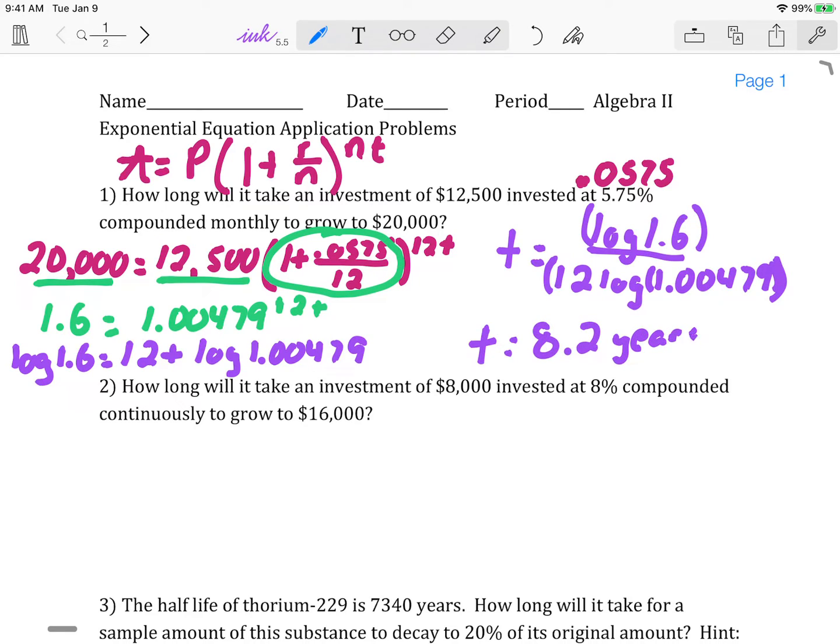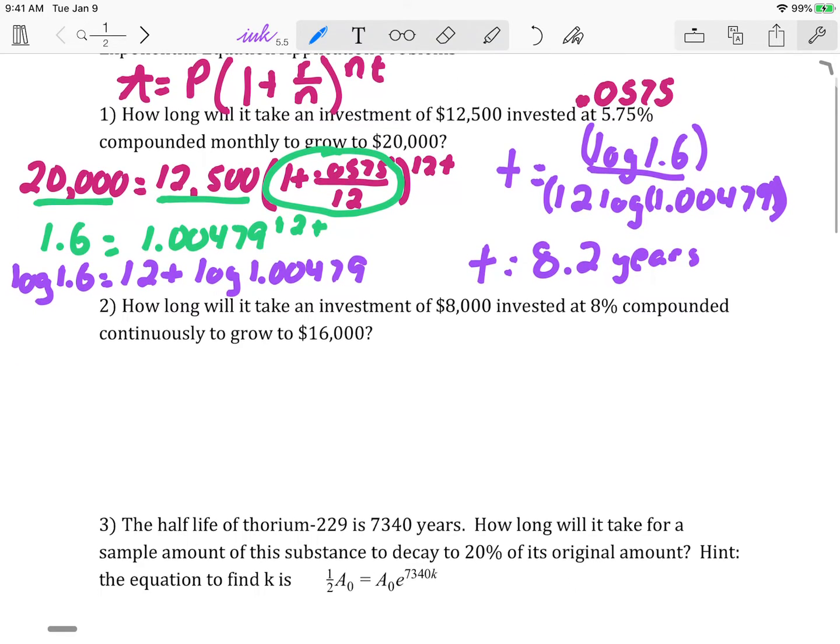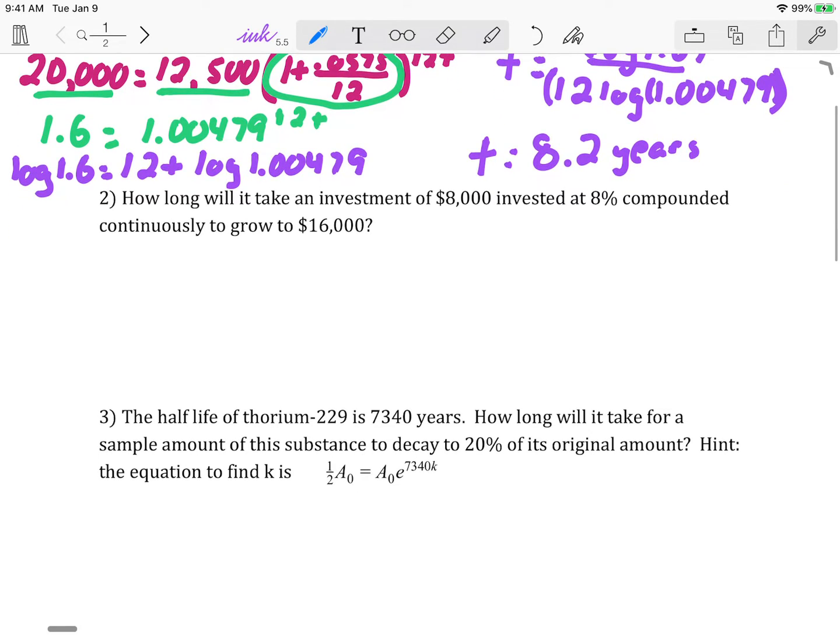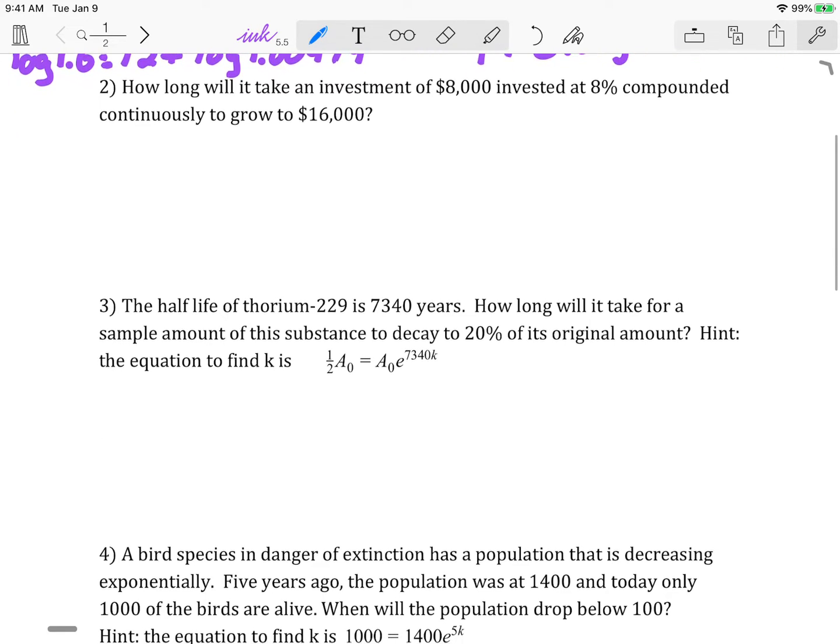Double check, put yours in, please. Don't just take my word for it, even though you know I'm usually right. But don't just take my word for it. I want you to practice putting it into your calculator so that you can double check you know how to put it in correctly.